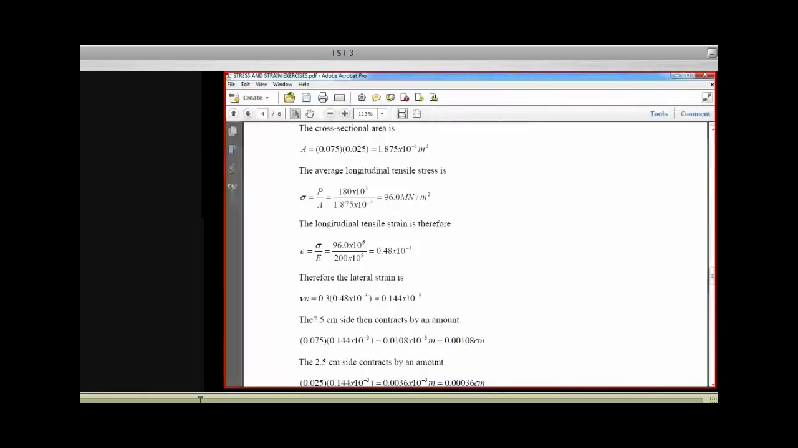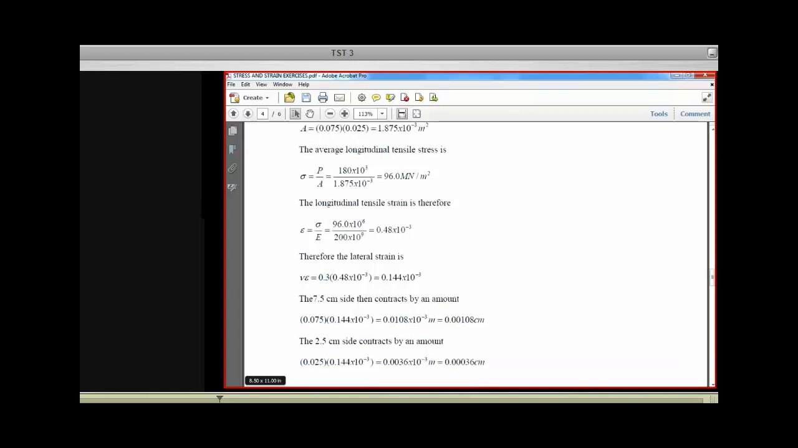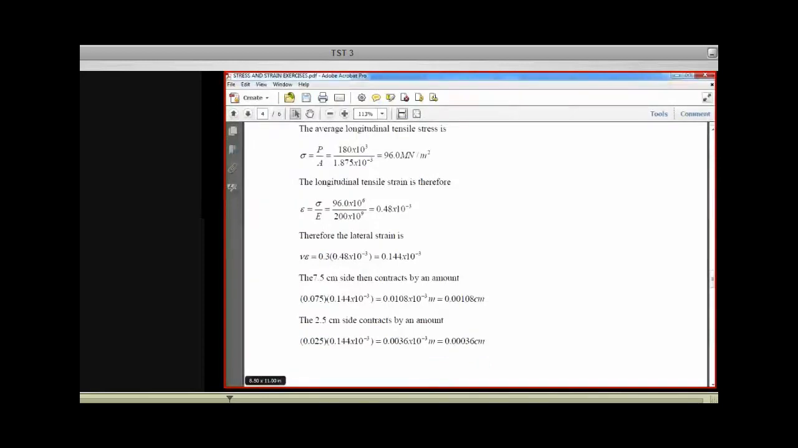So let's take it side by side, because we have the 7.5 centimeter side and we have the 2.5 centimeter side. If you want to know to what extent the 7.5 centimeter side will contract, remember strain is what? Change in length divided by the original length. So to know the change in length, in this case, it will be the lateral strain multiplied by the original length, which is 7.5. And that is what is being done here, and this has been converted to meter, so we have 0.075 multiplied by the lateral strain. And that gives us that. So this side of the cross-section contracts by this amount. And for the 2.5 centimeter side, it is also the original length, 2.5, multiplied by the lateral strain, and that gives us the value by which that side contracts.